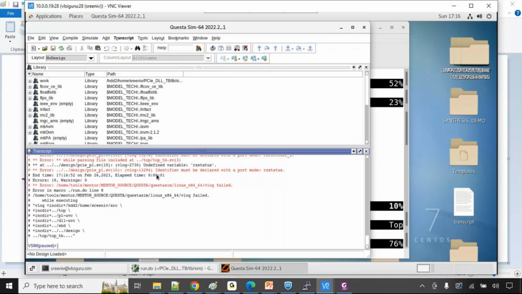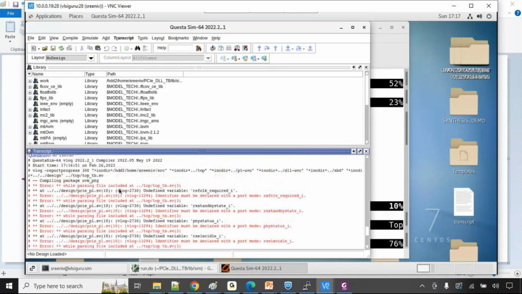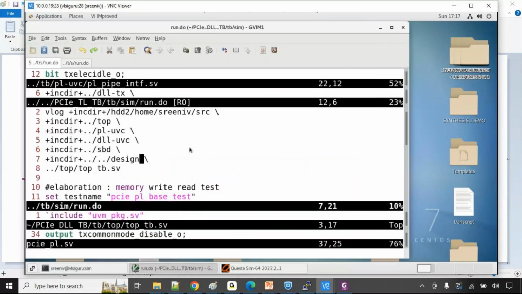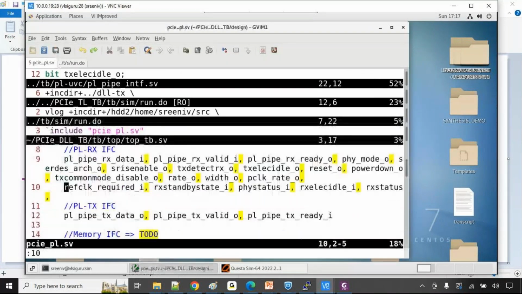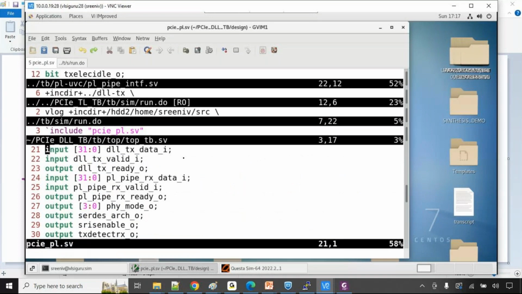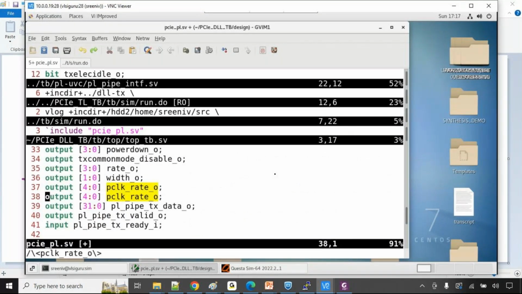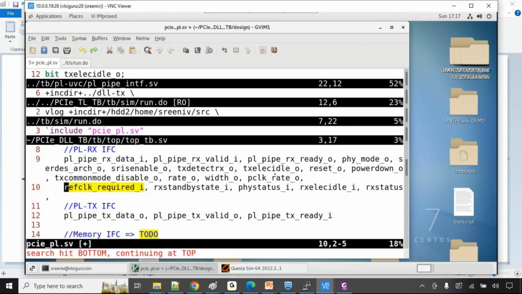Yeah, undefined variable RX status. See, now we are getting the errors related to the RTL code. Let's fix those things. Line number 10, there is a problem. This is not declared at all. Ref clock required I is not declared at all. It should be after P clock rate. So ref clock. It's an input, so it should be only a one bit variable.